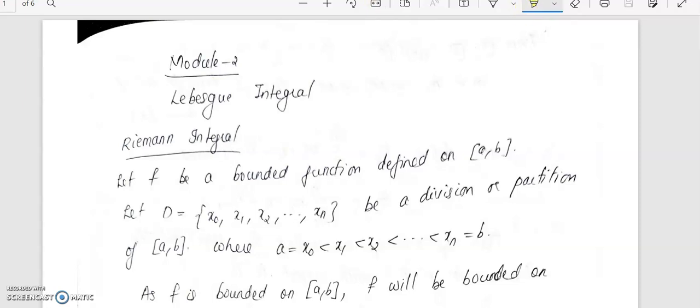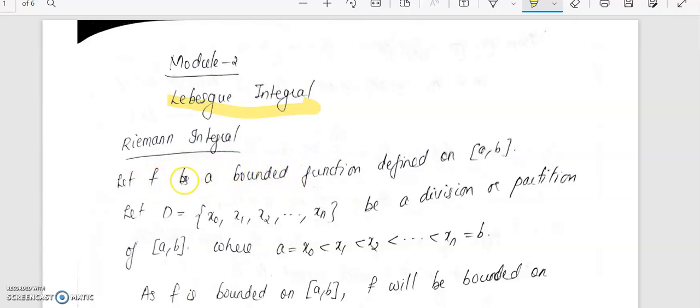Hello, so in today's class, let us begin the second module. The second module is on Lebesgue integral. Before moving on to Lebesgue integral, let us first refresh the Riemann integral, which we have learned in the real analysis course. In today's class, we will be looking at two versions of Riemann integral. So how we can define a Riemann integral. Let us look at the first version.